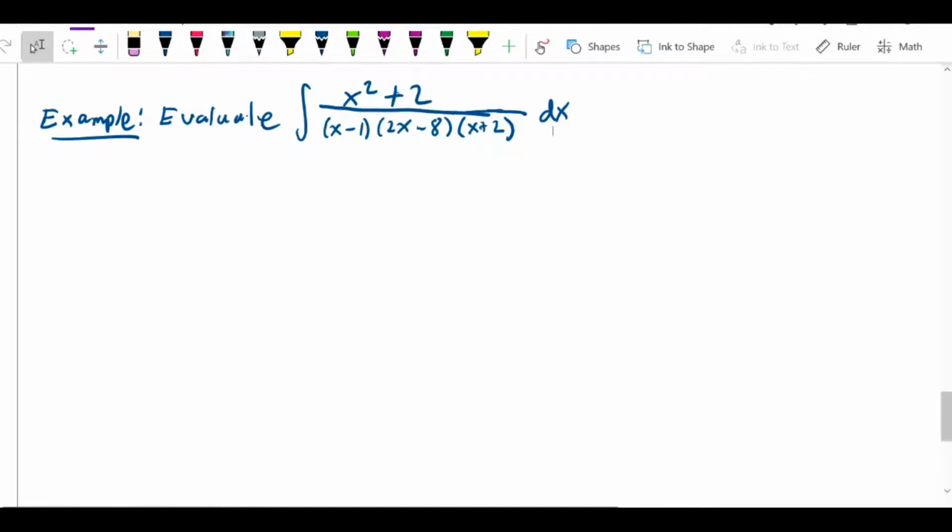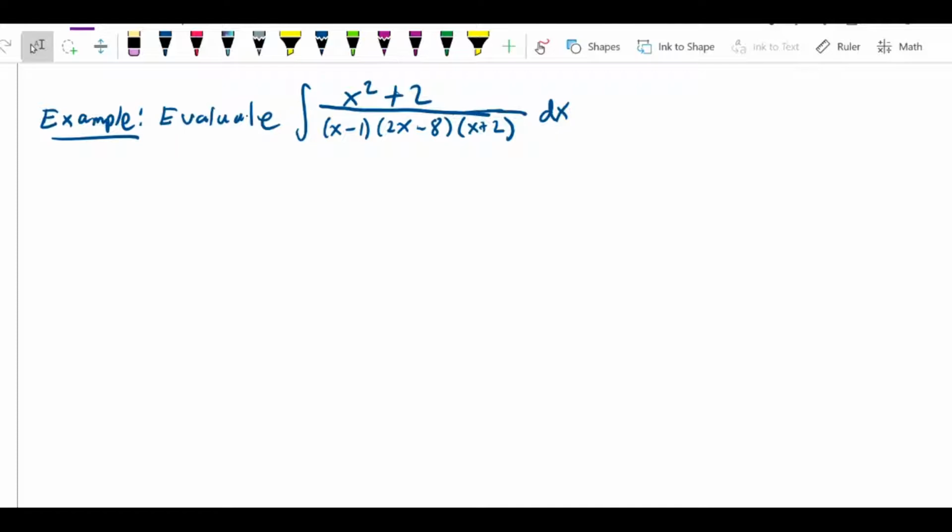So for our next problem, we're going to do a problem that's a little bit more complicated but fairly similar. It's just going to demonstrate a few more of the issues in solving these types of problems. So what we have is the problem to evaluate the integral of x squared plus 2 over the product of x minus 1, 2x minus 8, and x plus 2.